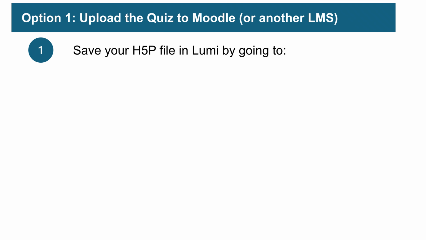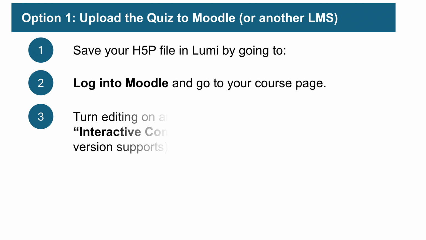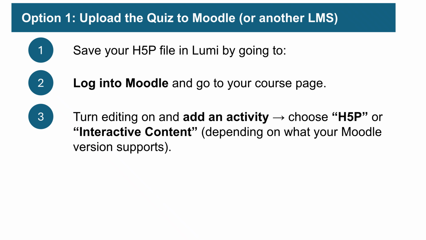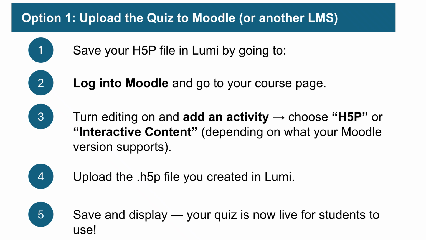Log into Moodle and go to your course page. Turn editing on and add an activity. Choose H5P or interactive content, depending on what your Moodle version supports. Upload the .h5p file you created in Lumi. Save and display. Your quiz is now live for students to use. This is best for Moodle, Canvas, Blackboard, or any LMS that supports H5P.